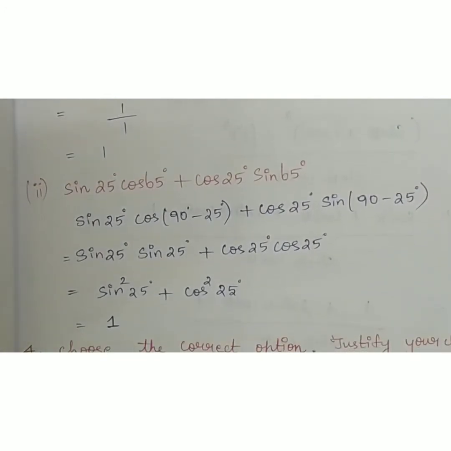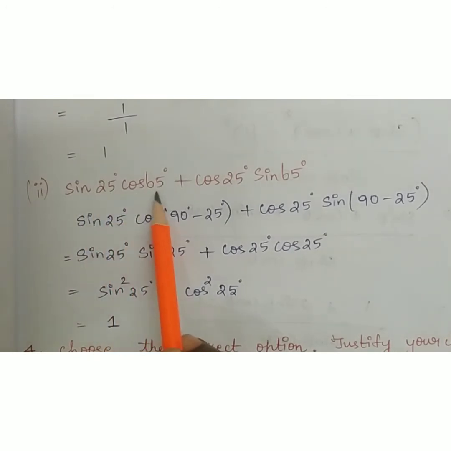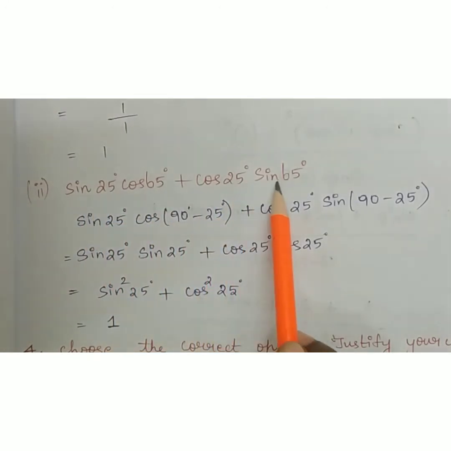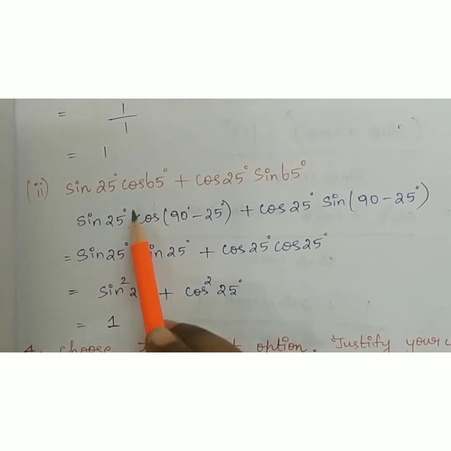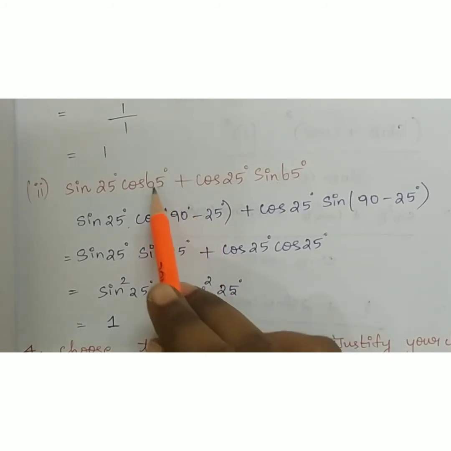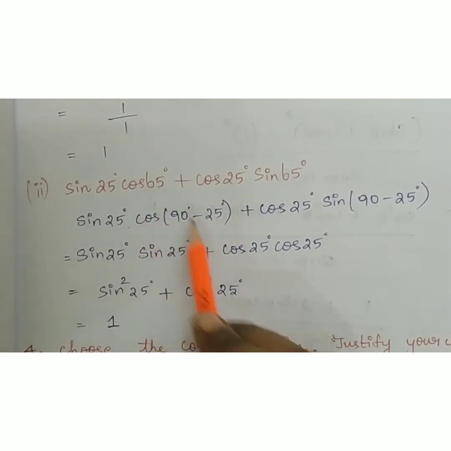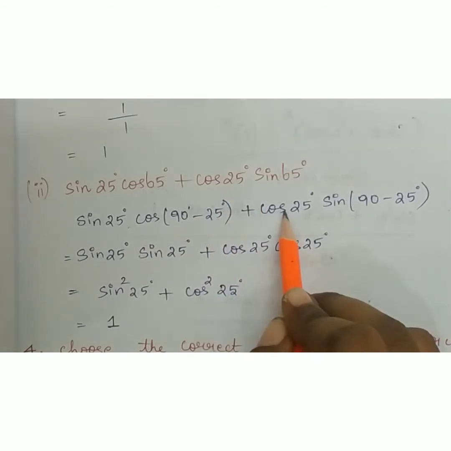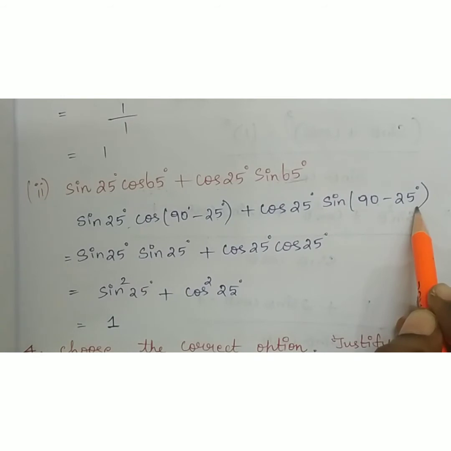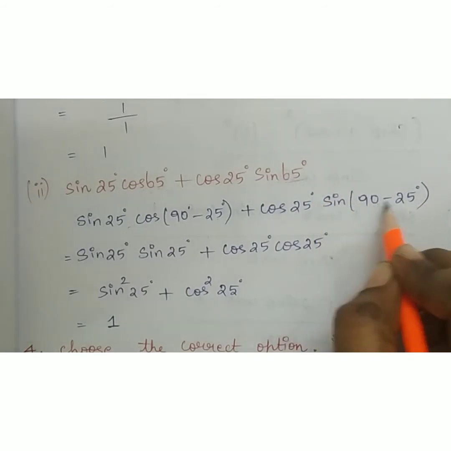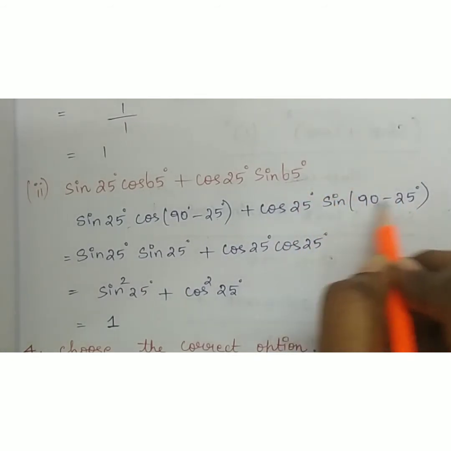Second subdivision. Sine 25 cos 65 plus cos 25 sine 65. Here sine 25 you keep as it is. Either one of the values, take and change. Cos 65 you are changing as cos of 90 minus 25. So 90 minus 25 is 65. Same way here cos 25, this 65 you are changing as sine of 90 minus 25. 90 minus 25 is 65. So you are changing like this.